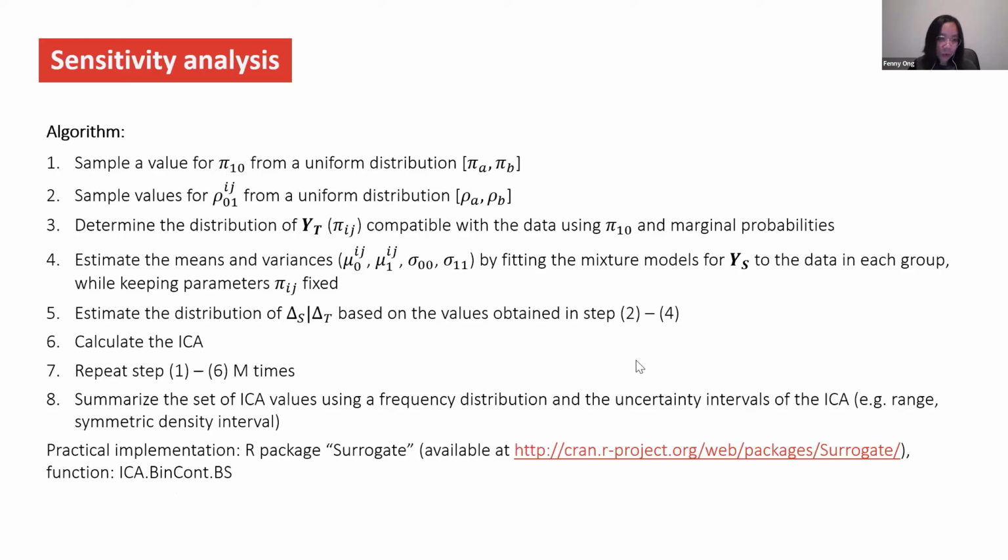Finally, we can also summarize these ICA values using either frequency distribution or the uncertainty intervals, such as range or symmetric density interval. Range is simply the minimum and maximum values of the ICA obtained from the sensitivity analysis, while the symmetric density interval corresponds to the central part of the frequency distribution of the ICA, which can be calculated based on some quantiles.